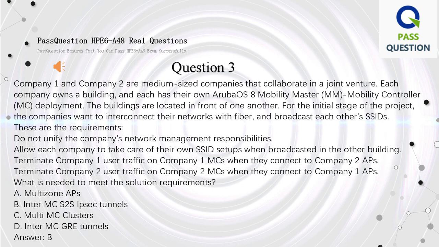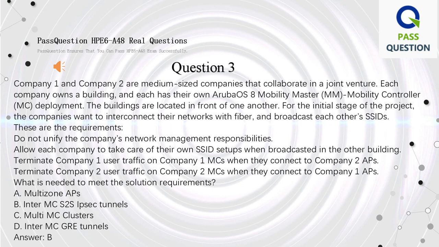Question 3. Company 1 and Company 2 are medium-sized companies that collaborate in a joint venture. Each company owns a building, and each has their own ArubaOS 8 Mobility Master Mobility Controller (MC) deployment. The buildings are located in front of one another. For the initial stage of the project, the companies want to interconnect their networks with fiber, and broadcast each other's SSIDs. These are the requirements.